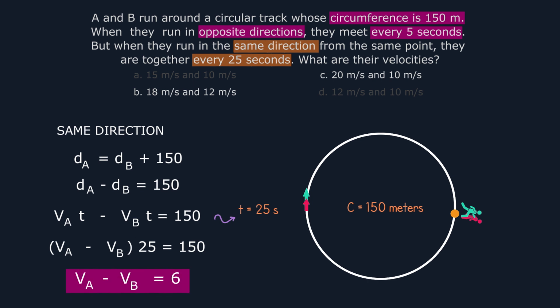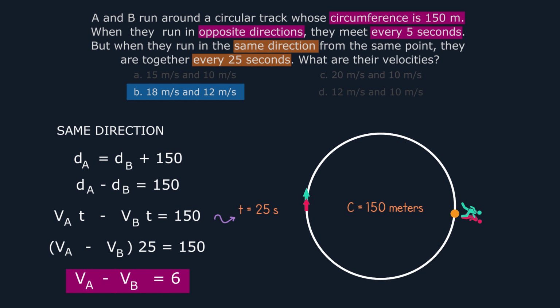Now, you can stop right here and test the remaining options to see which satisfies this new equation. And it is obvious that option B will give us the correct answer. So the velocities of runners A and B are 18 and 12 meters per second, respectively.